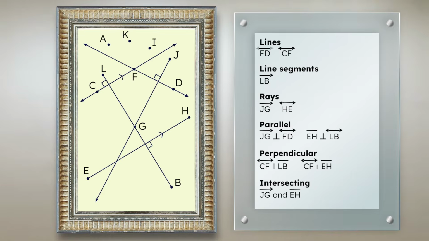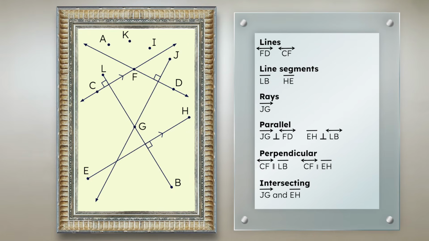Line FD needs arrows added to the bar to indicate that it goes on forever in both directions. Line segment LB needs a bar with no arrows, and HE should be moved to the line segment category. Line CF and ray JG are both labeled correctly. Now for the line relationships.